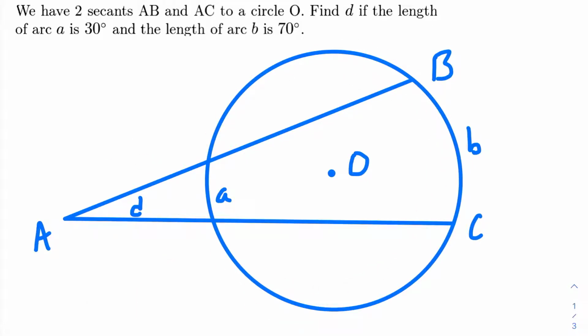We could fix that by drawing a line from this point here, which we'll call point P, to point C, and now D is in a triangle. Let's label this angle right here Y, and this angle right here X.